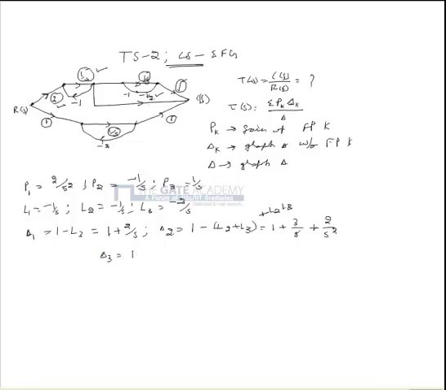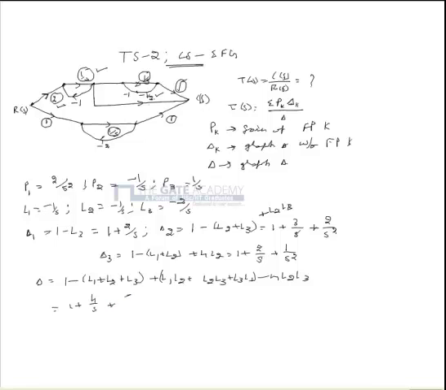Similarly, delta 3 can be written as 1 minus L1 plus L2 plus L1 L2, which can be written as 1 plus 2 by s plus 1 by s square. And the graph determinant can be written as delta equal to 1 minus L1 plus L2 plus L3 plus L1 L2 plus L2 L3 plus L3 L1 minus L1 L2 L3, which on substitution becomes 1 plus 4 by s plus 5 by s square plus 2 by s cube.